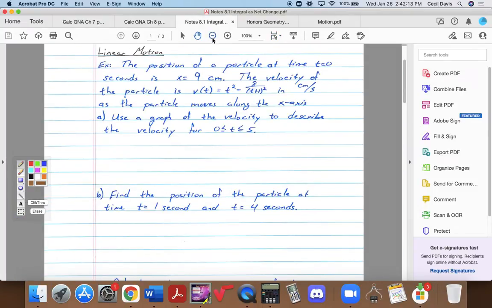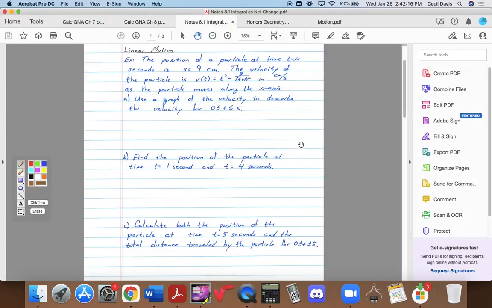So, let's take a look at this example. The position of a particle at time t equals 0 seconds is x equals 9 centimeters. The velocity of the particle is v of t equals t squared minus 8 over the quantity t plus 1 squared, in centimeters per second, as the particle moves along the x-axis. So that's the linear motion. It's moving on the x-axis. It never comes off of the x-axis. Use a graph of the velocity to describe the velocity on the time interval from 0 to 5.